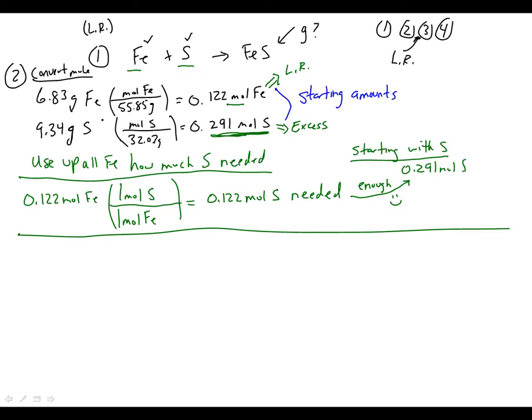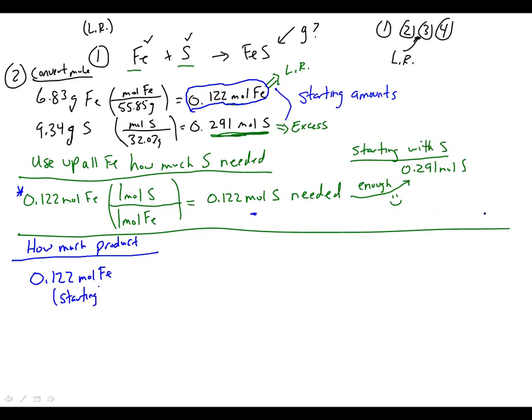Why this calculation here is important is that it is always the limiting reagent that tells you how much product you can make. And when you try to figure out how much product you want to make, you want to make sure that you start with the starting amount, not any of these other numbers. So coming back to our starting amount of our limiting reagent, which is 0.122 moles of iron, I'll just put starting there.